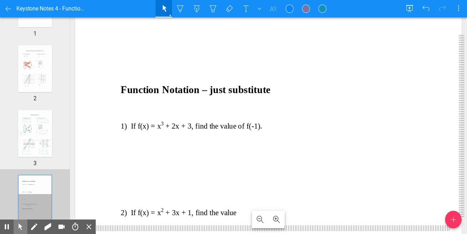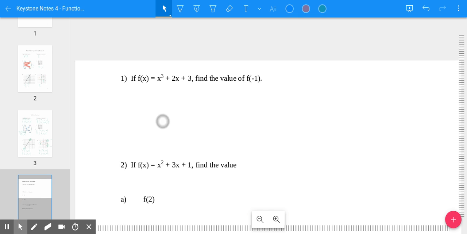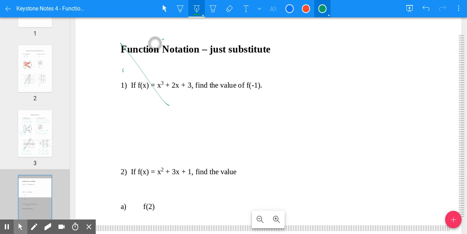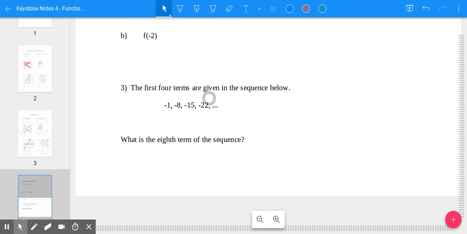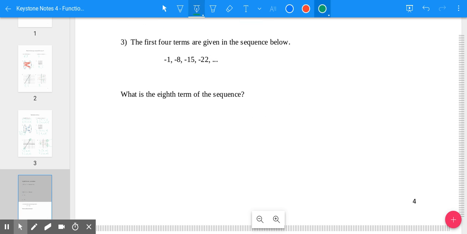Now on the last page, I told you when we handed this out that you don't have to worry about function notation, so we're not going to do questions 1 and 2. We are just concerned with the sequence question on the back.